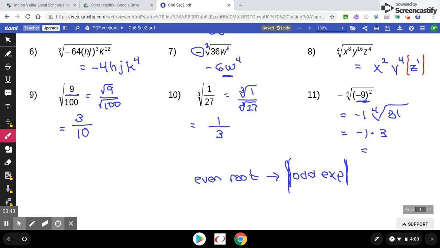So what did that little negative sign out in front do? Well, I think it's pretty obvious. It just takes whatever we came up with, 3, changes its sign, and makes it negative. And that's it for section 8.2.